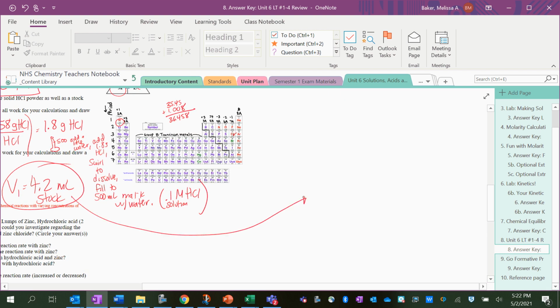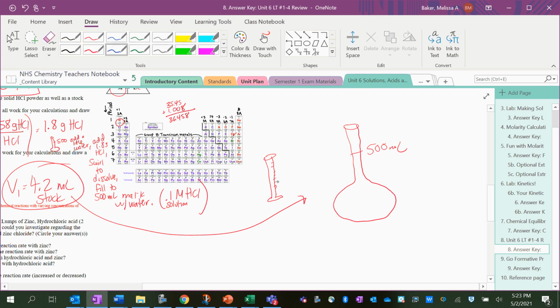So to draw a picture of this, here's my 500 milliliter volumetric flask. I'm going to use a graduated cylinder. Okay, and I'm going to make my stock solution blue. So this is my 4.2 milliliters of 12 molar HCl.